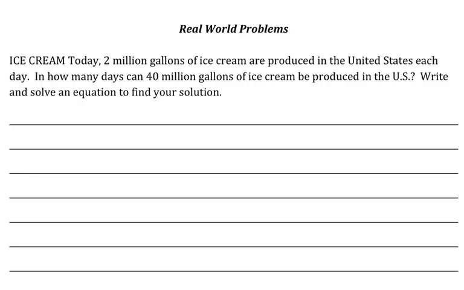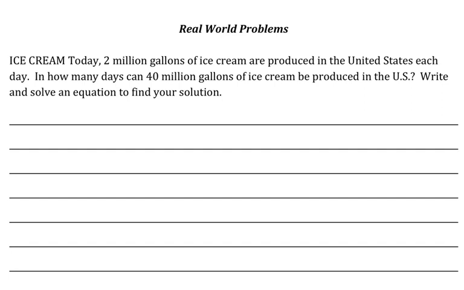Let's look at real-world problems. Ice cream. Today, 2 million gallons of ice cream are produced in the U.S. each day. In how many days can 40 million gallons of ice cream be produced in the U.S.? Write and solve an equation to find your solution.